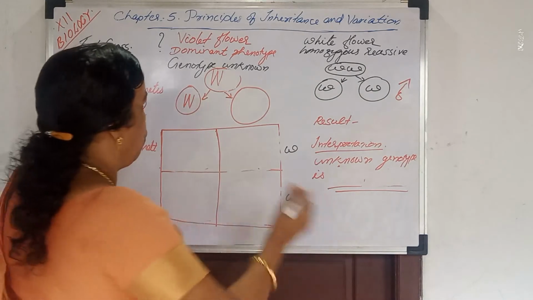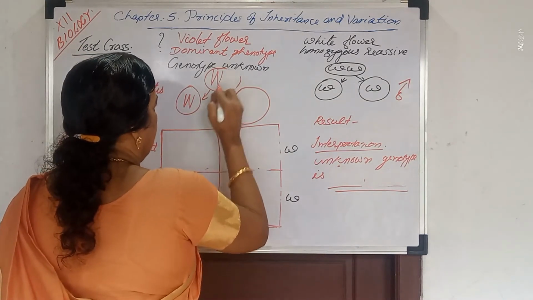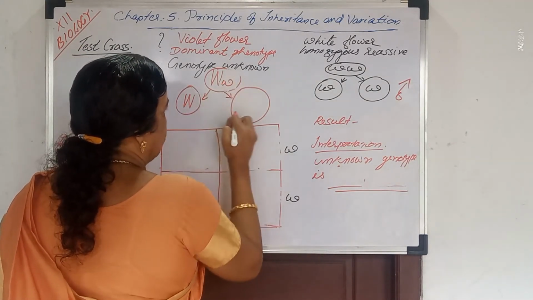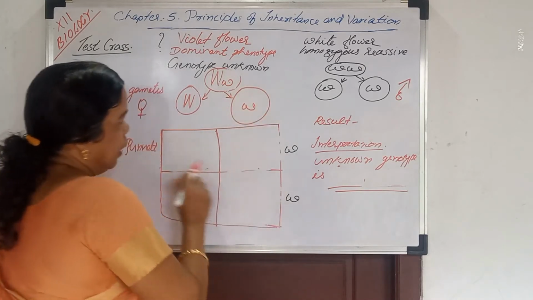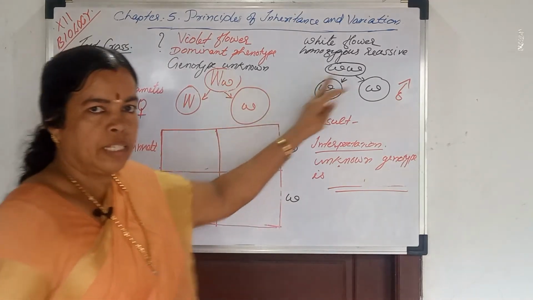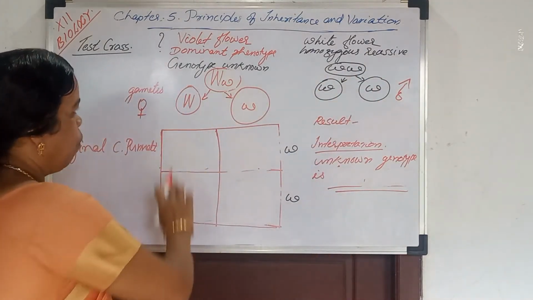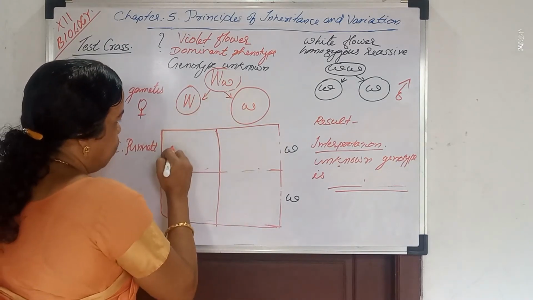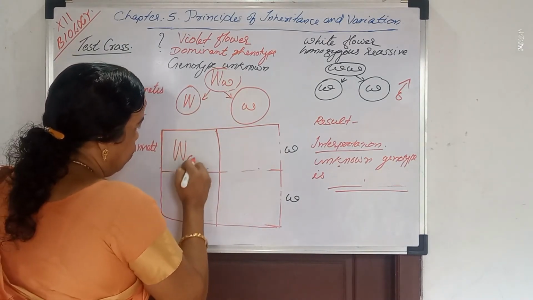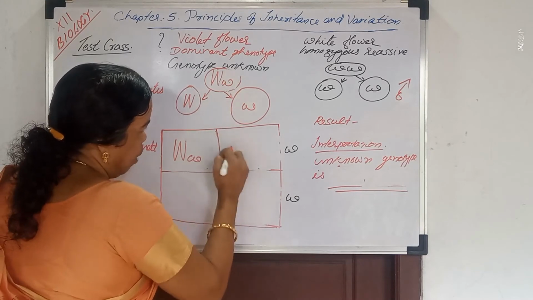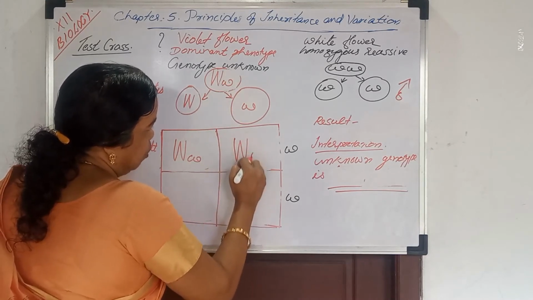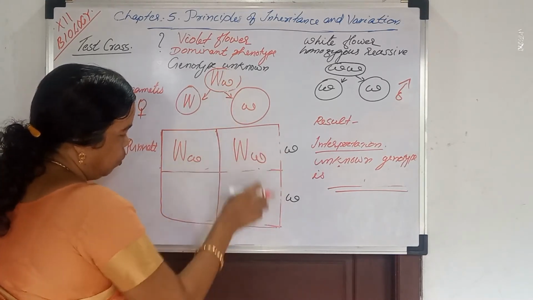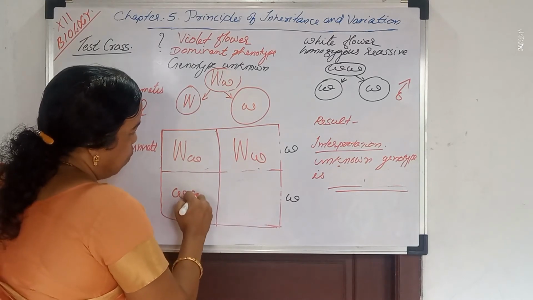So make it as heterozygous, capital W, small w. Here also one capital and one small. Then this is with the recessive parent only, same only. So here one capital W, small w. Here also capital W, small w. Then second one with these two, small w.